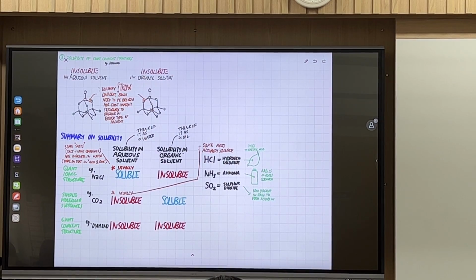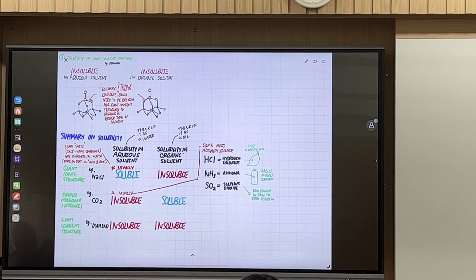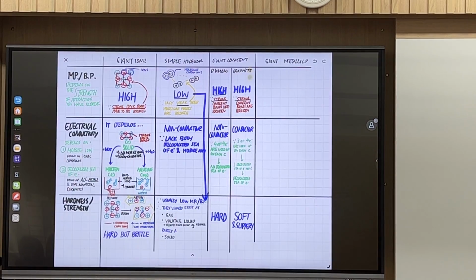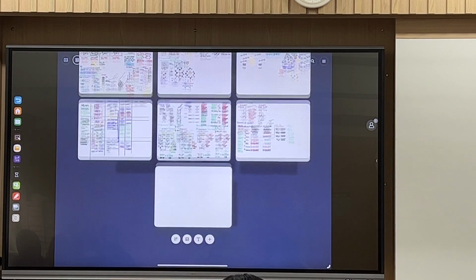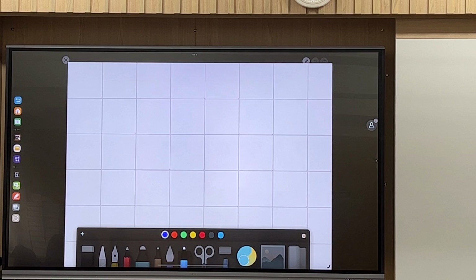Now we have one more type of structure to cover before we wrap up this chapter and have a test. After today, in the next lesson, we will arrange a test. Is it okay with that? I will also go through some naming with you at the end of this class. So on the next page, I wanted to put down the last thing that we haven't yet covered: giant metallic structure. Any questions so far first? No? Okay.